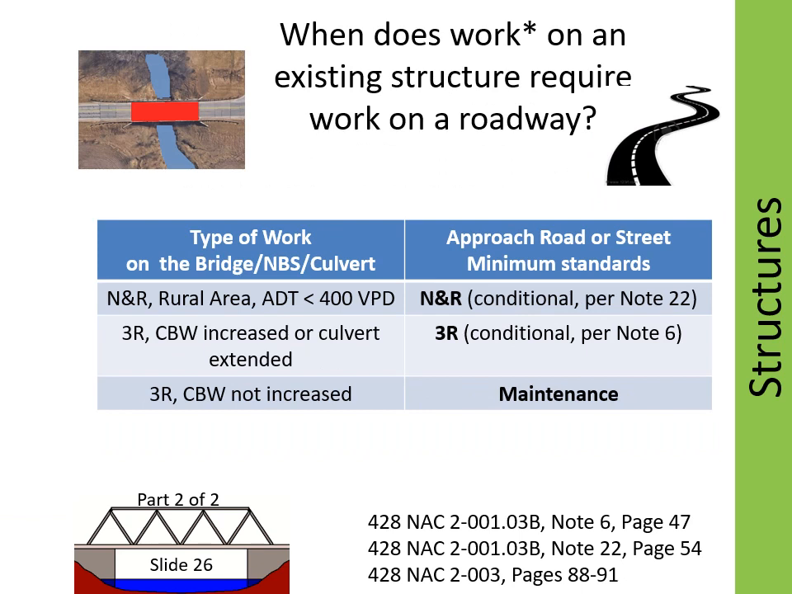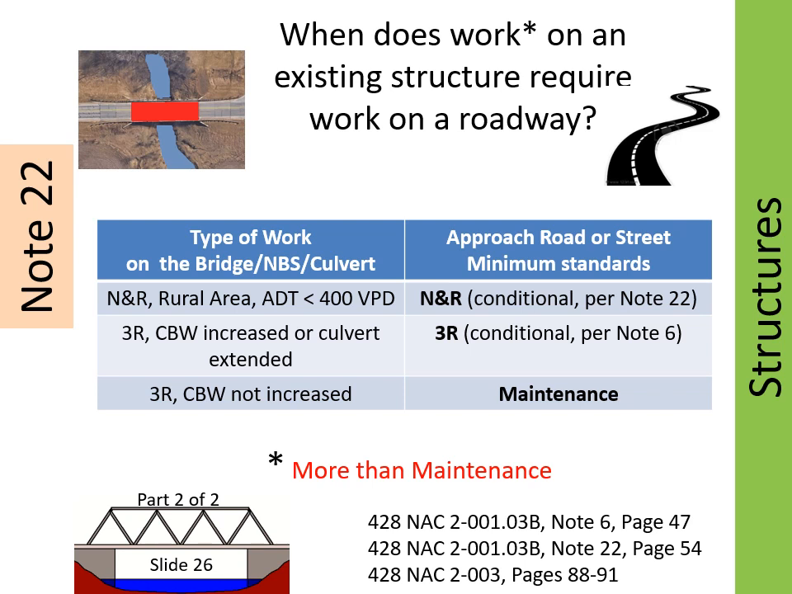The table on this slide shows what minimum standards apply to the approach road or street on either side of a structure when work more than maintenance is done on the structure. Referring to the first line in the table, the Board of Public Roads in Note 22 does allow for some flexibility for very low volume roads, ADT fewer than 400 vehicles per day, where rural standards apply. For those roads, some design criteria need to meet minimum new and reconstructed standards only if a cost-effective analysis indicates it.